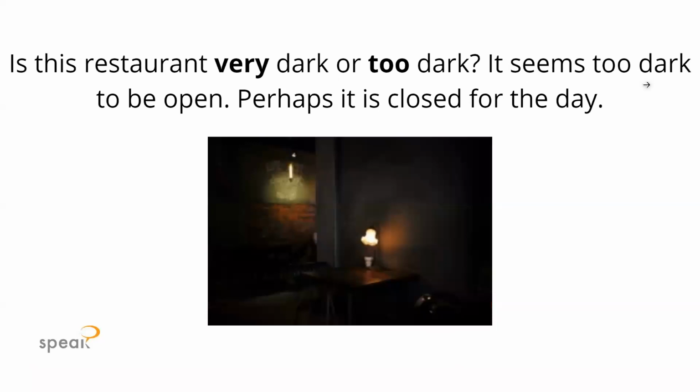Help me with this one. Who hasn't participated? Alfredo. Is this restaurant very dark or too dark? It seems too dark to be open. Perhaps it is closed for the day. Okay, let's see. In your opinion, Daniel Hernandez, is this restaurant very dark or too dark?